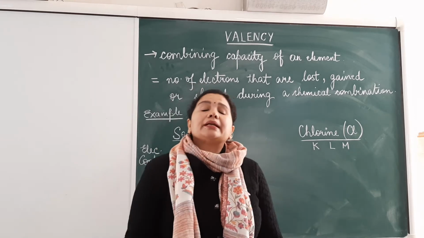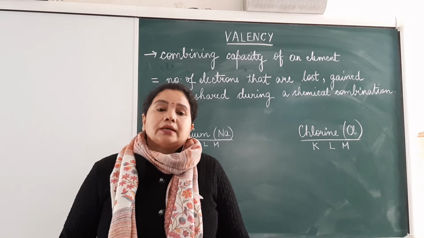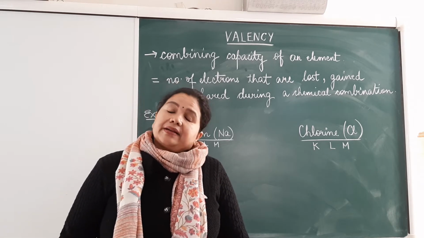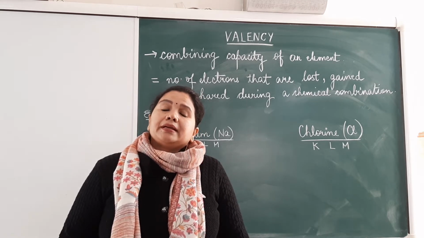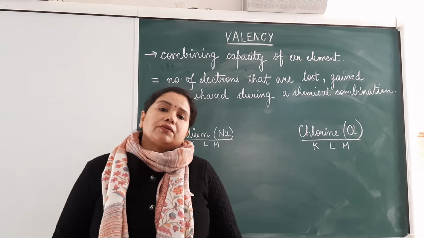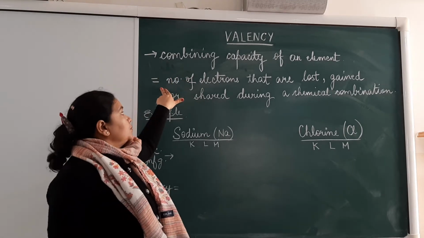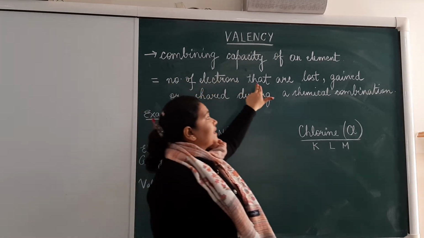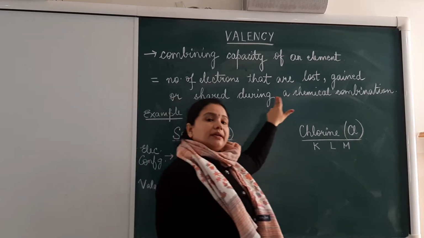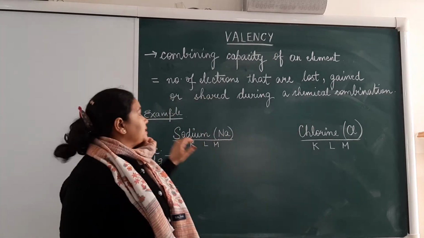So whenever an element combines with another element or more elements to form a compound, then transfer of electrons takes place. When we say transfer, it may be gain of electrons, loss of electrons, or sharing of electrons. So valency is equal to the number of electrons that are lost, gained, or shared during a chemical combination. Now let us understand this through an example.